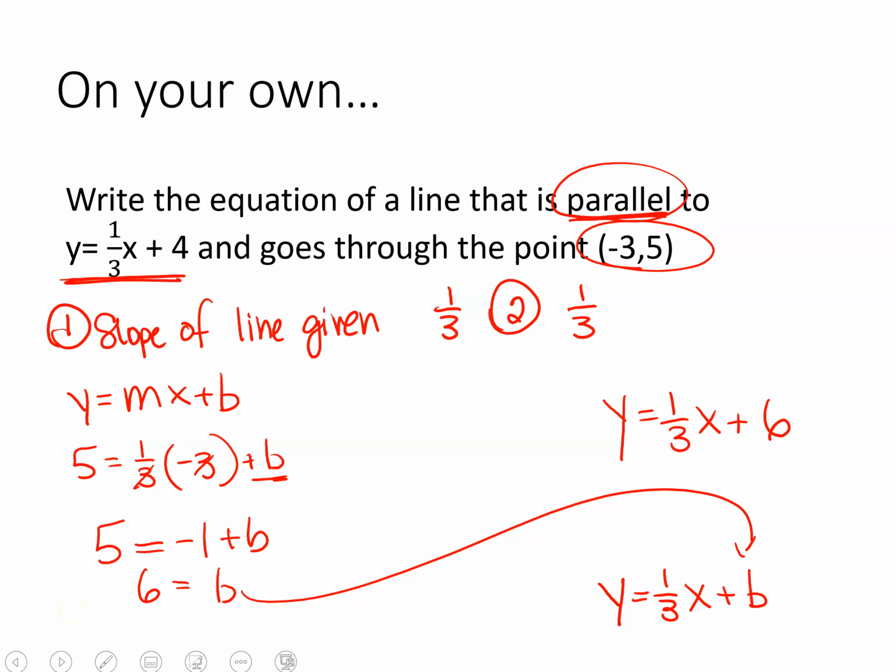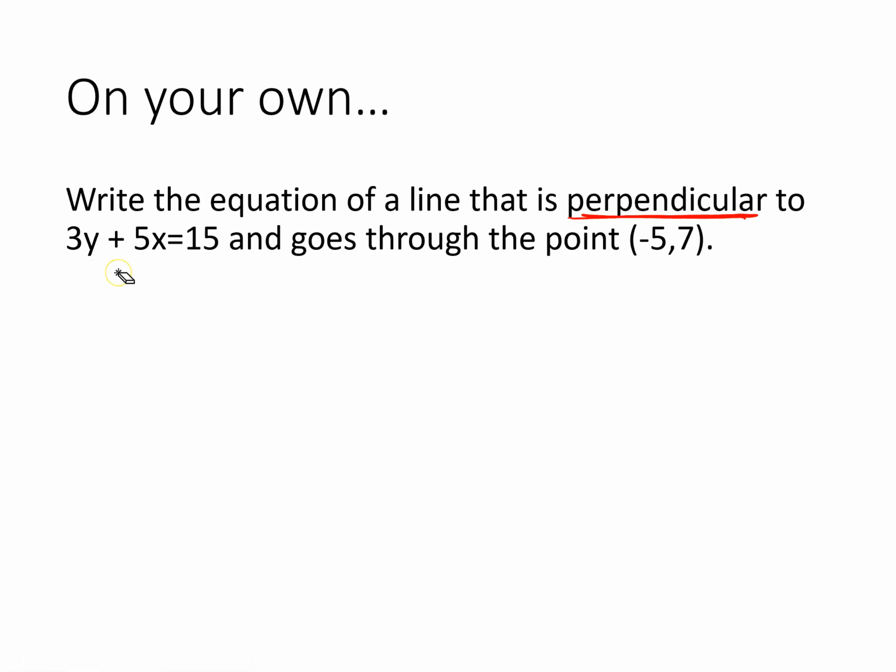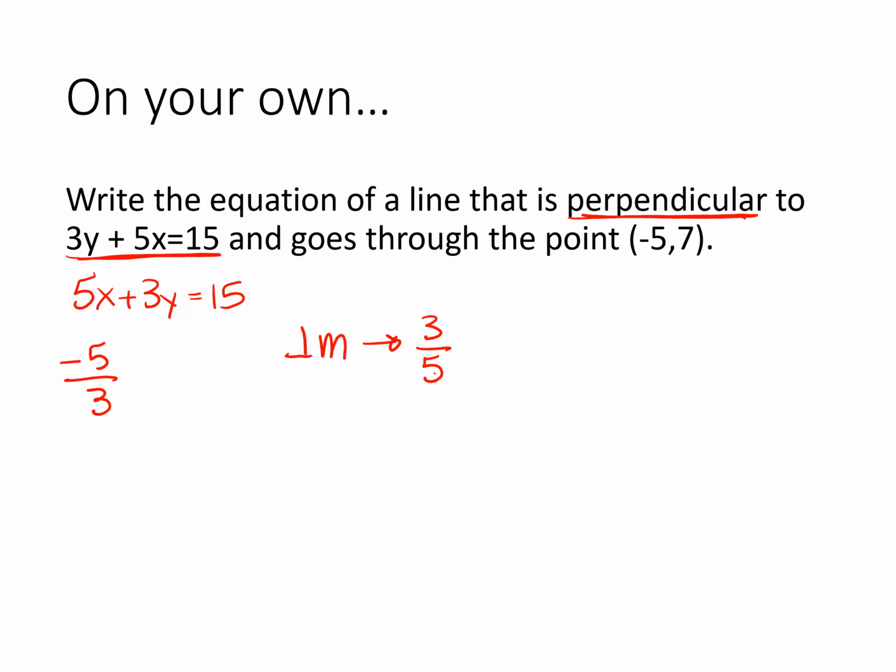All right, let's do another example. This is not written like normal. Normally it would be 5x plus 3y. That's where I messed up. Okay, this is in standard form. So that means our slope is negative 5 over 3 for this equation. My perpendicular slope that I need is the opposite of that, and it's going to be 3 over 5.